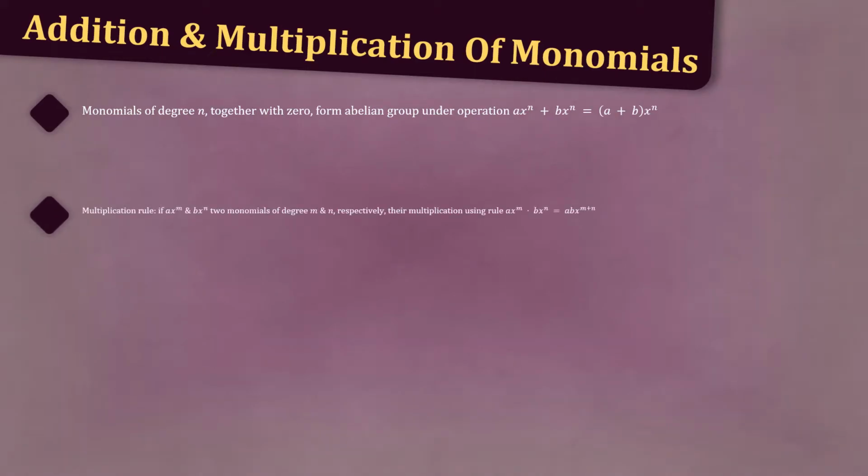We introduce a multiplication rule. If ax^m and bx^n are two monomials of degree m and n respectively, then we define the multiplication using the rule ax^m times bx^n is equal to abx^(m+n). Next, let's define a polynomial.